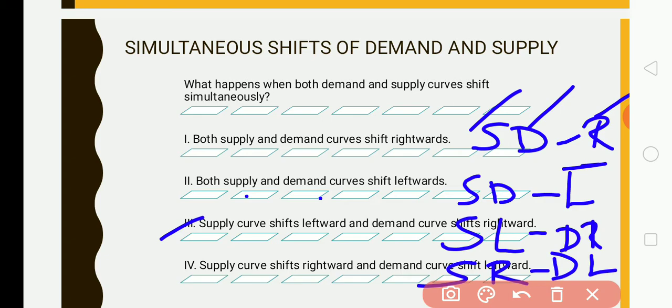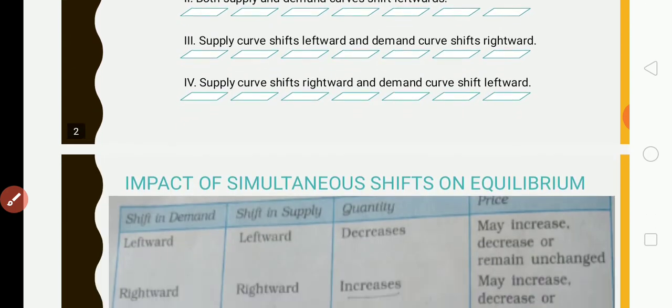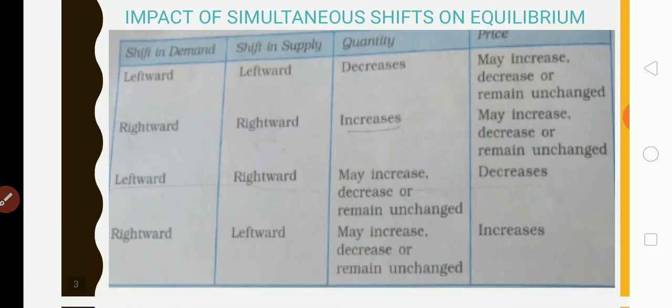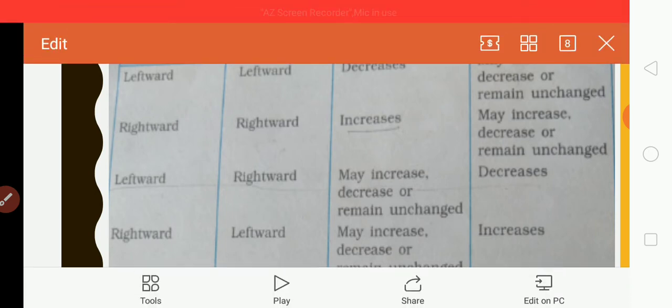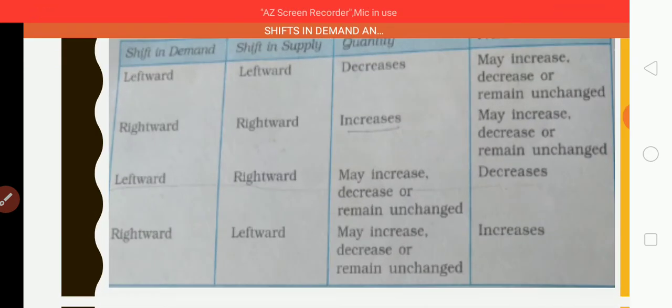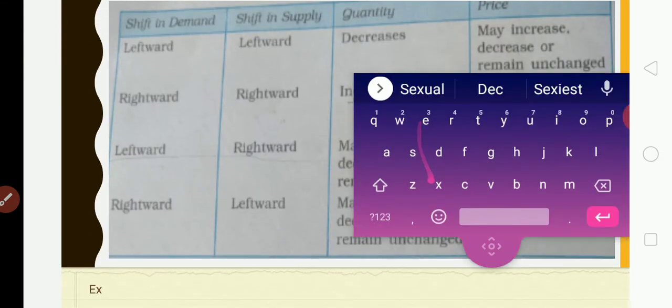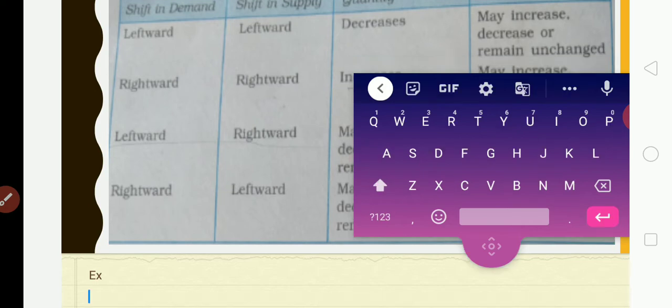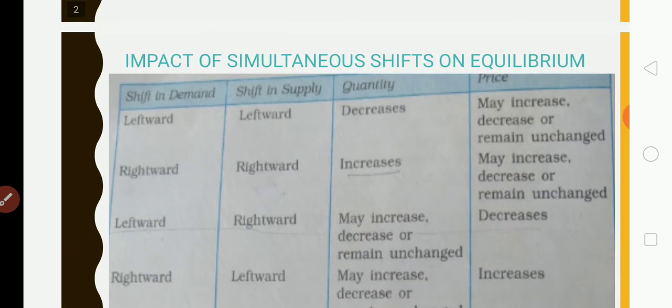Now we will discuss this one by one. Actually I don't have the exact schedule and diagram to explain this, so I captured it from the textbook itself. I want you all to listen. Here is the impact of simultaneous shift on equilibrium, which is given in the form of a schedule.